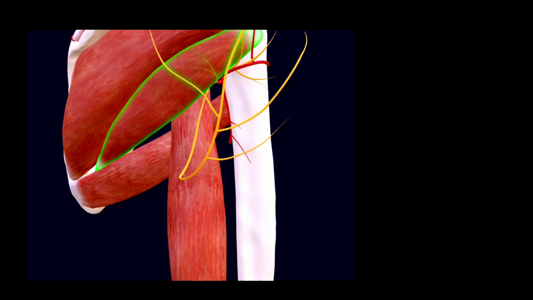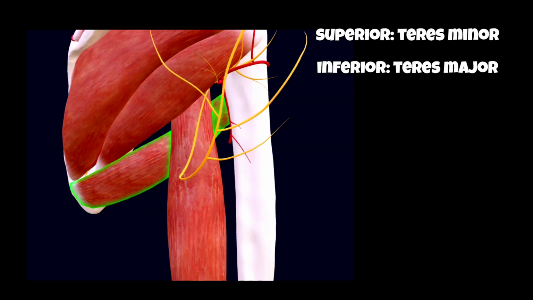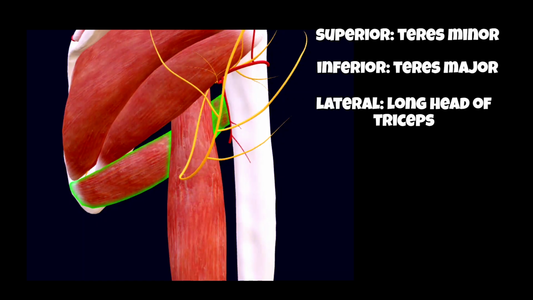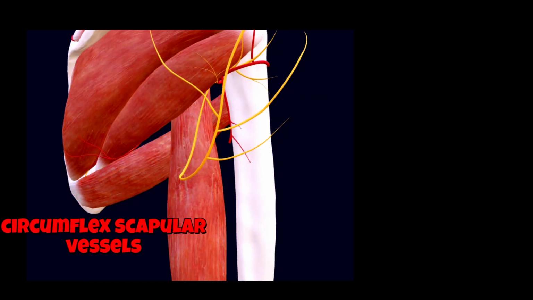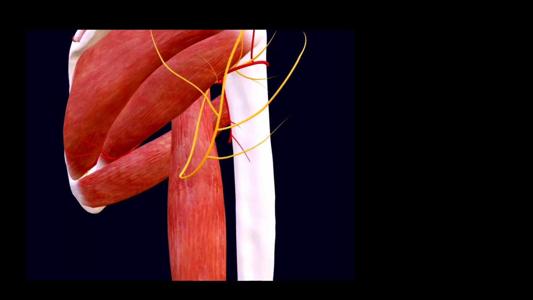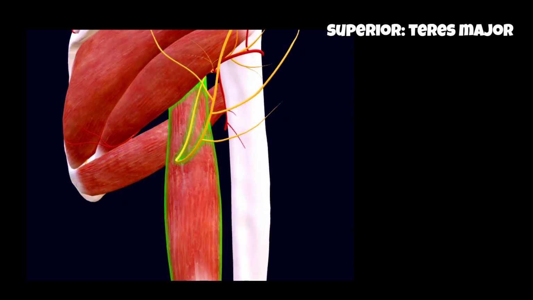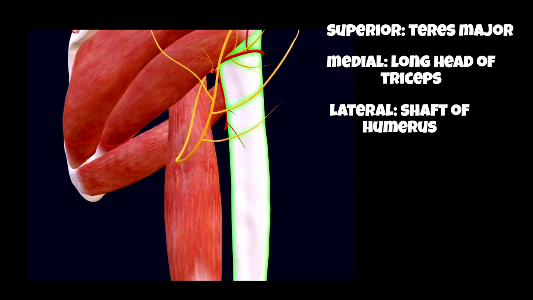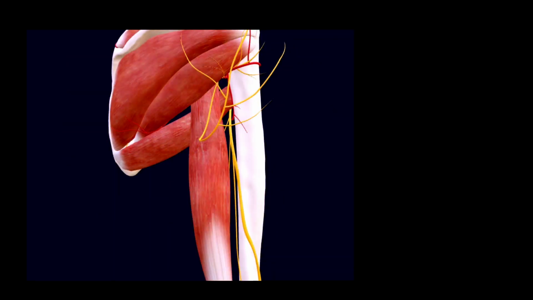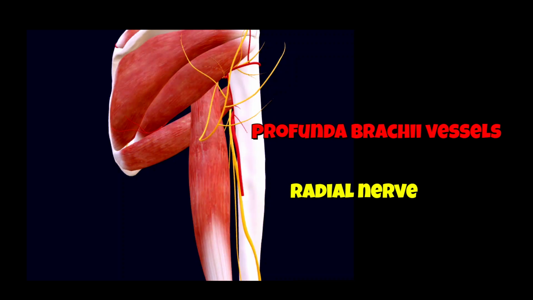Its boundaries are simple: superiorly the teres minor, inferiorly teres major, and laterally the long head of triceps. It transmits the circumflex scapular artery and vein, which are the vital contributors to the scapular anastomosis. Our last space lies just below teres major, the triangular interval. Now this one connects the posterior compartment of the arm with the axilla. Its boundaries are superiorly the teres major, medially the long head of triceps, and laterally the shaft of humerus. Its contents are the radial nerve and profunda brachii artery and veins.